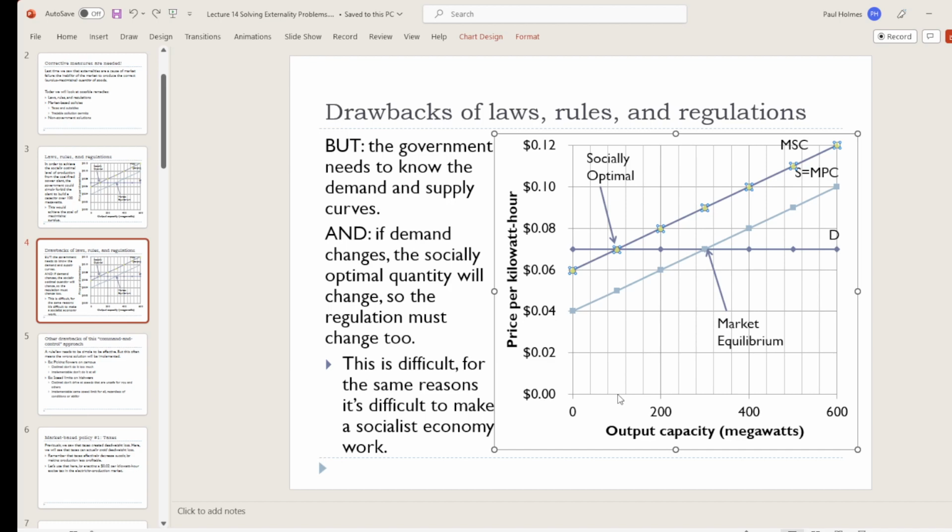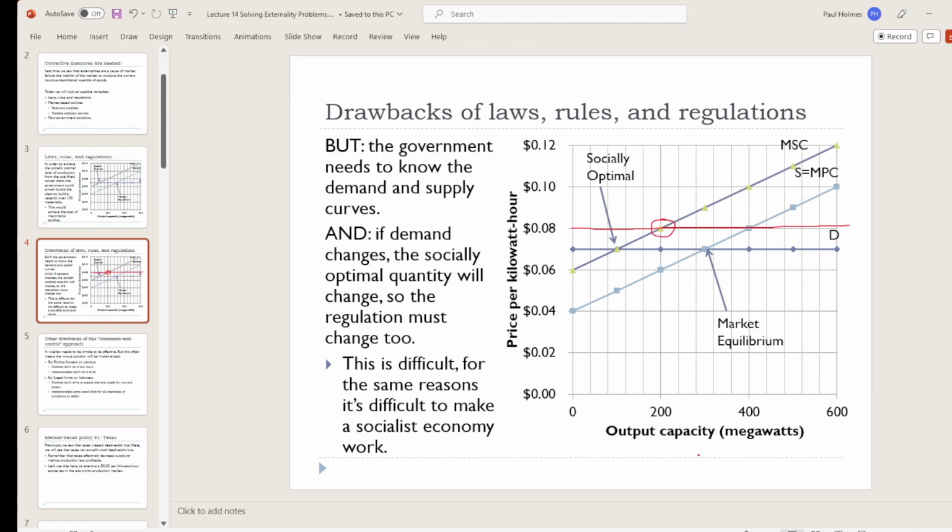But it gets worse, because if any of these things change, the amount of the externality, the cost to the producer, the demand for power, then suddenly we've got a new optimal size for a power plant. If, for example, the price of power went up to just 8 cents per kilowatt hour, well then there is our new socially optimal point, right? A 200 megawatt power plant. And so it's really, really hard for the government to get this right. We shouldn't be too upset about governments not being able to do this, because this is a genuinely hard problem to solve.